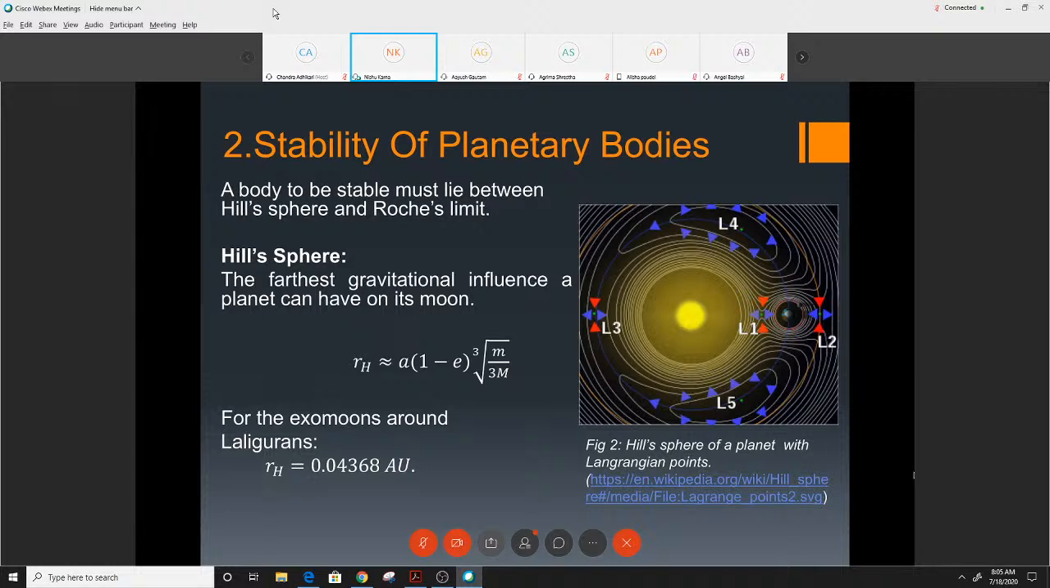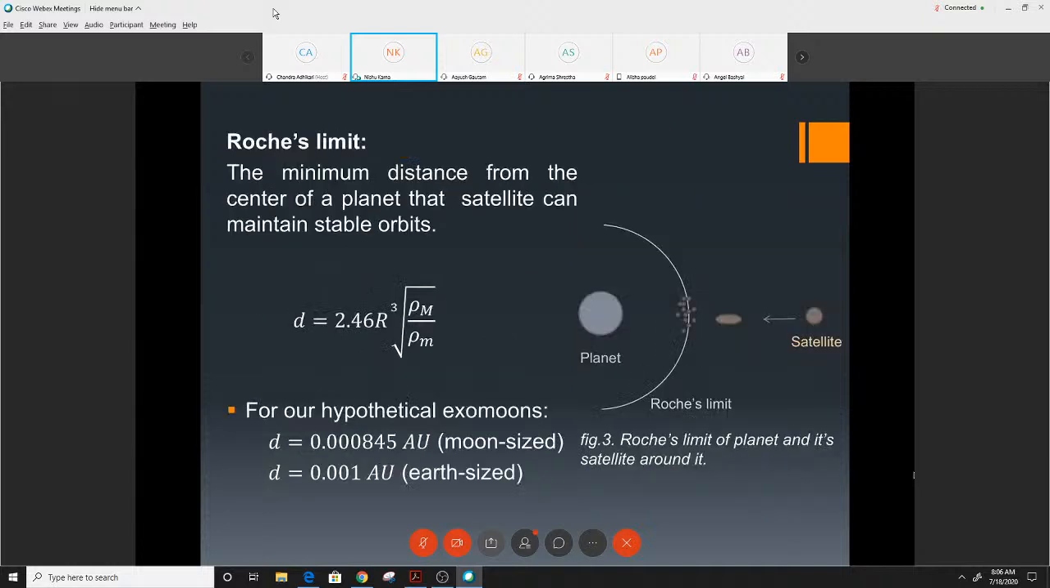This is the formula for Hill's radius, which is the radius of the Hill's sphere. And for our exomoon, it is equal to 0.04368 astronomical units.